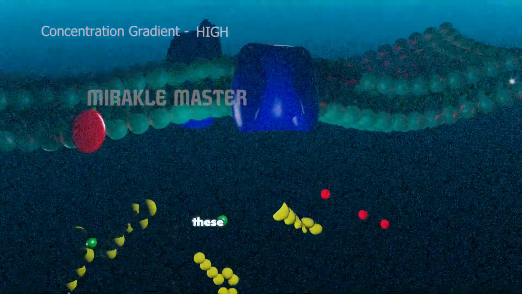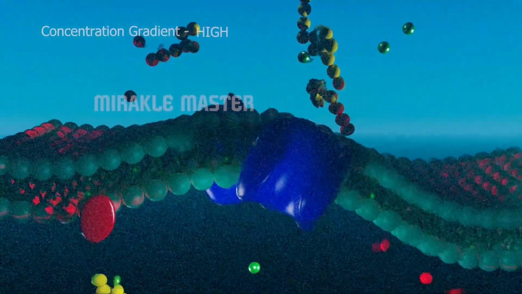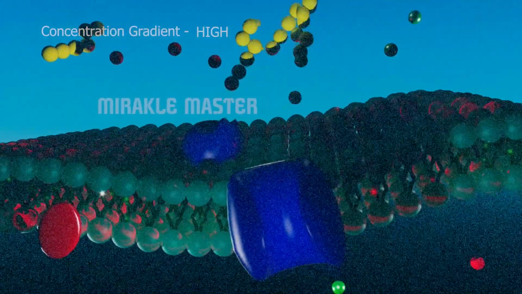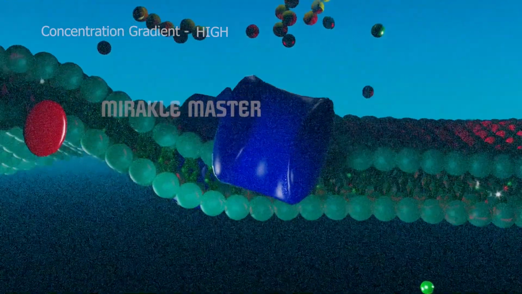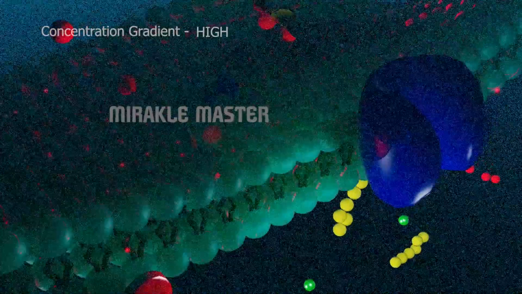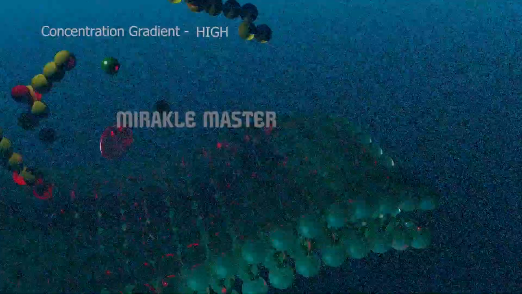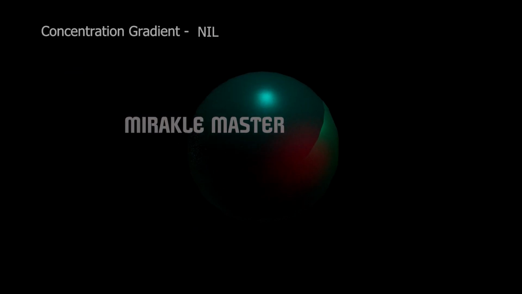The movement of the substances stops as soon as the system attains the state of equilibrium, because the concentration gradient is no more to drive the substances. And this defines the nature of the process and gives it the name passive transport, as it does not require any cellular energy to transport molecules across the membrane.